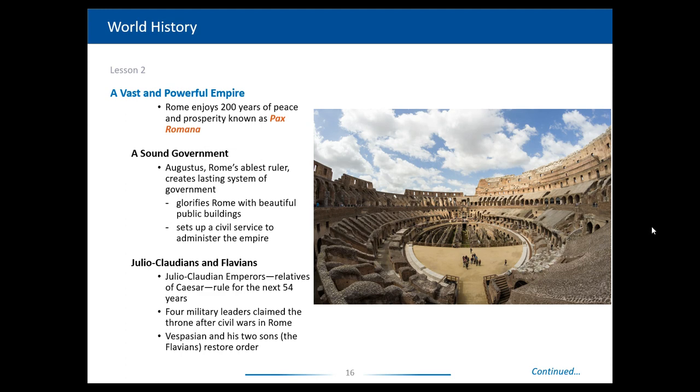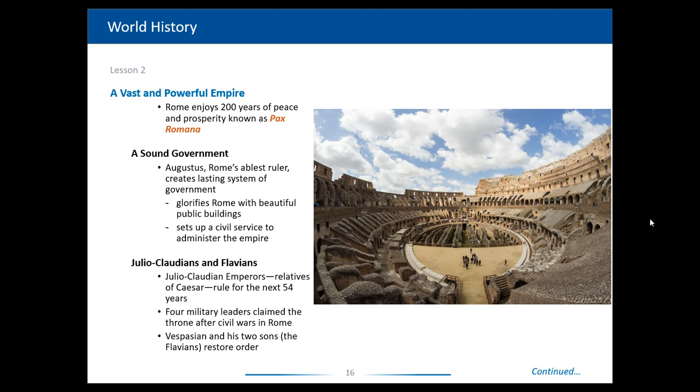Rome enjoys 200 years of peace and prosperity, known as the Pax Romana, and typically a generation is 44 years. So, therefore, several generations of people enjoy this prosperity and this peace, this 200 years of peace. Remember, Pax means peace, Romana is Rome, the peace of Rome.